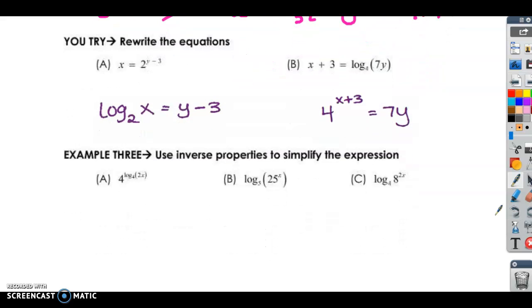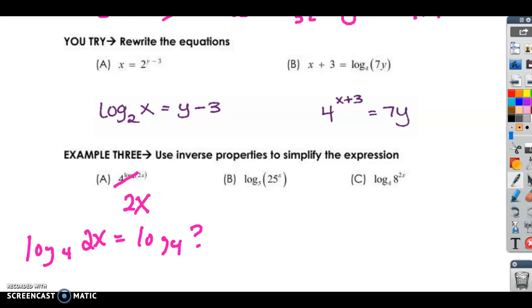All right, so to use inverse properties to simplify an expression, basically you just need to think about writing this as a logarithm. So log base 4 of 2x equals log base 4 of what? Well, it's just going to be 2x. Log base 4 ends up canceling out, so that's just 2x. Now the next one, if you had to rewrite this as a logarithm as we did before.